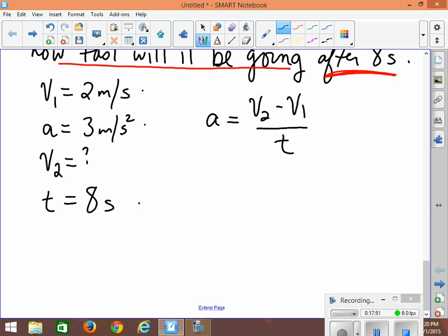Now, it doesn't say V2 equals, but that's okay. All of these things are in there, and that's all that matters. As long as everything is mentioned in the formula somewhere, then the answer will emerge with algebra.